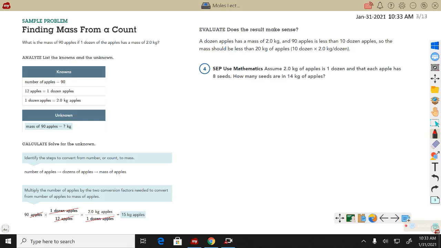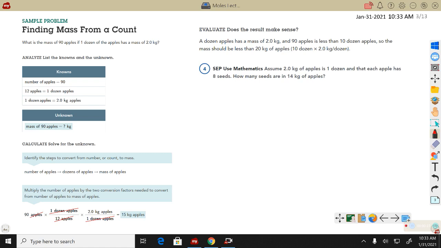Here's another example of finding mass from a count. What is the mass of 90 apples if 1 dozen apples has a mass of 2 kilograms? Again, sometimes we call this dimensional analysis, where we're just setting up a series of proportions or ratios to cancel units and eventually get to the unit that I want.